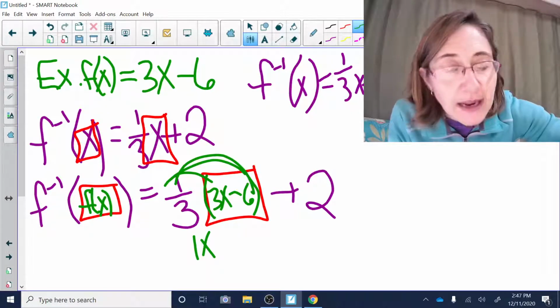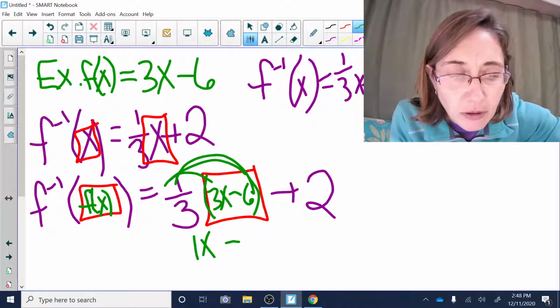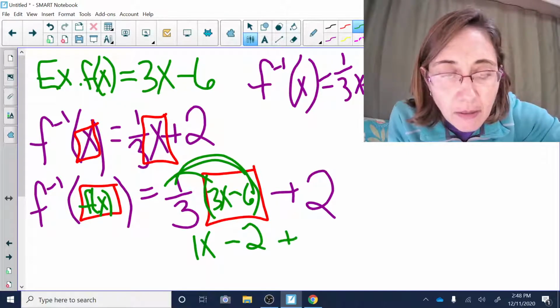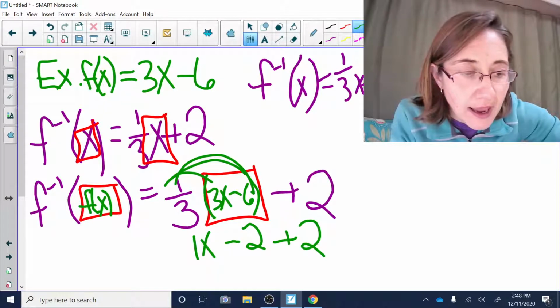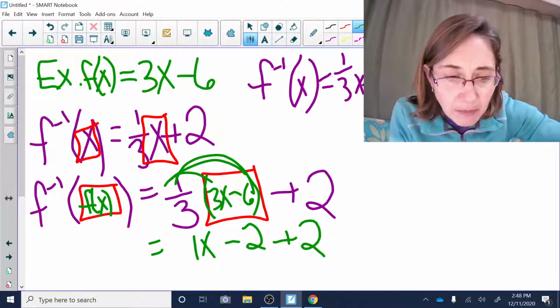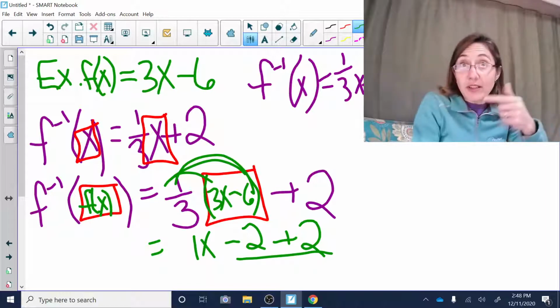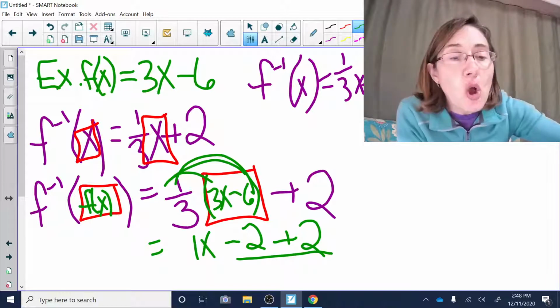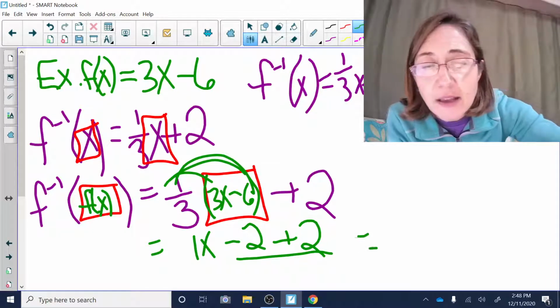A third of the negative 6 is negative 2. And then I'll bring down the plus 2. Okay, so if I simplify this, oh, look at that. The plus 2 and the minus 2 cancel each other out. 1x is the same thing as just x.